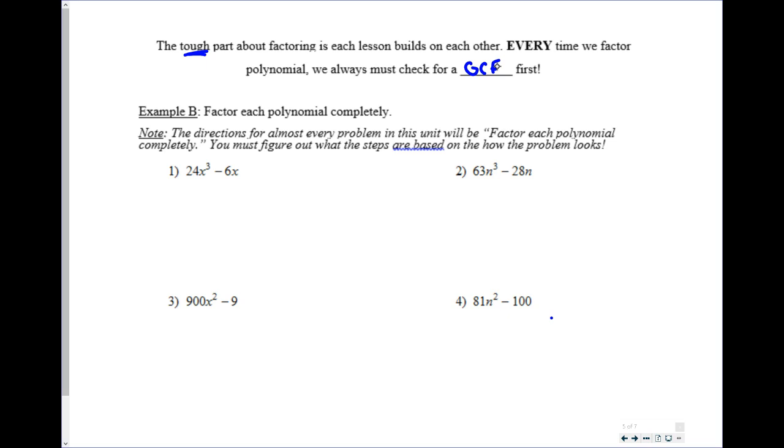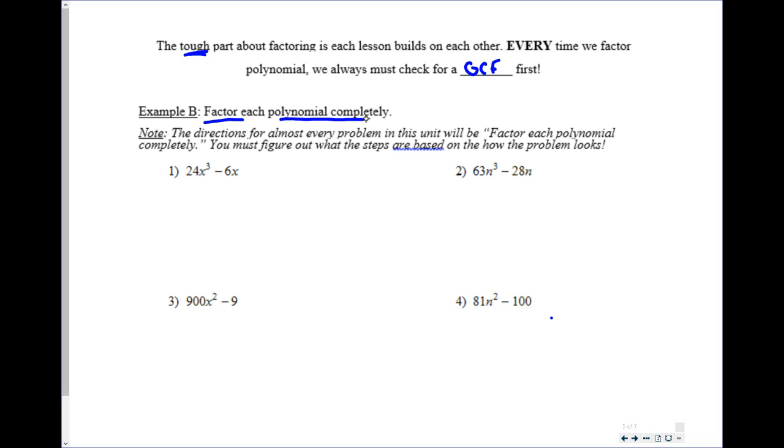So, the directions for every problem in this unit is going to be factor. Just factor each polynomial completely, right? That's what this direction says. It doesn't say factor the difference of perfect squares. It doesn't say find the GCF. It just says factor completely. So it's really important that when you look at a problem, you follow these steps and be able to recognize how the problem looks, which is really the hardest part, guys, being able to recognize it.